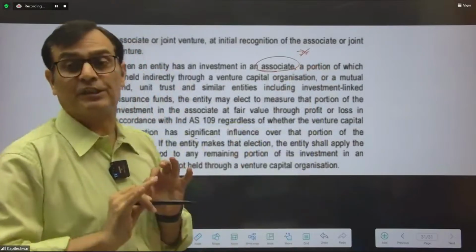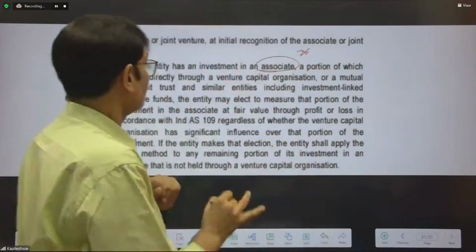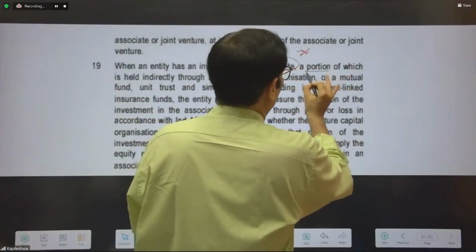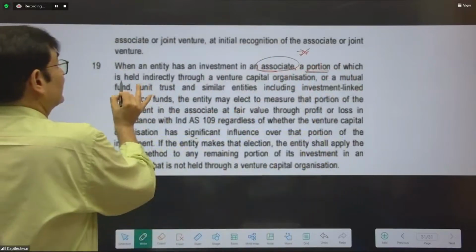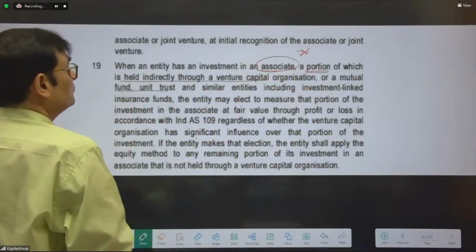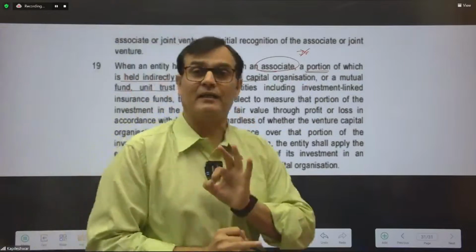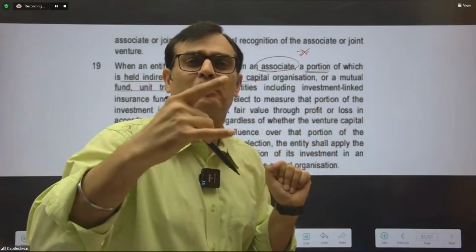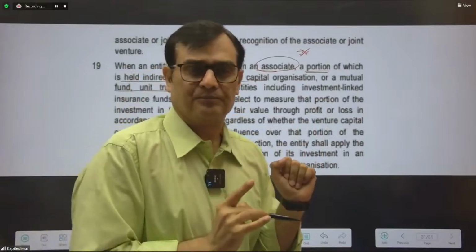The word JV is not written. So when an entity has investment in an associate, a portion of which is held indirectly through a VC or unit trust or mutual fund, a portion is held indirectly. It's a further explanation to para number 18, if you see.